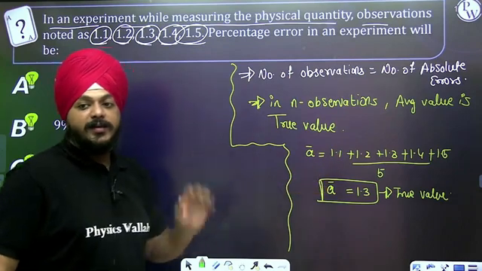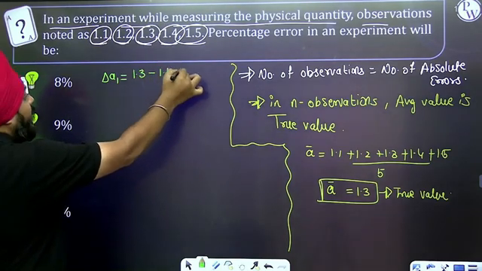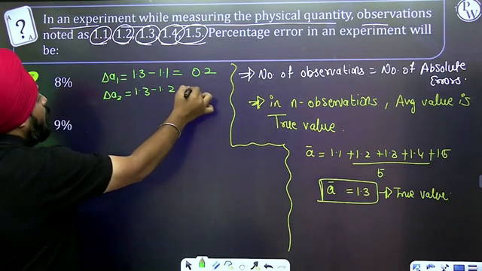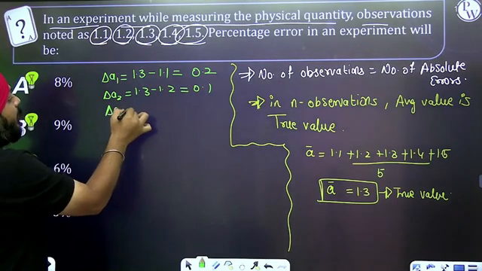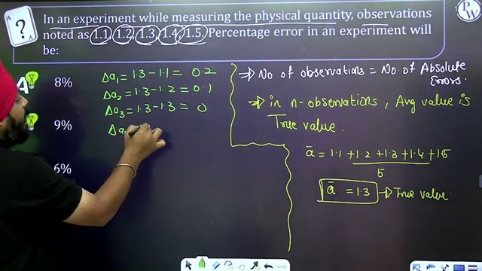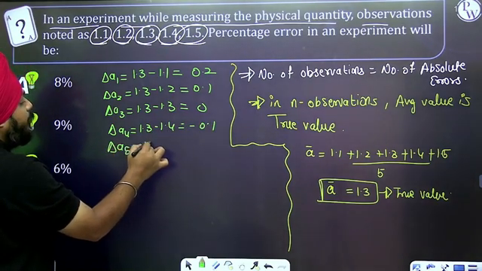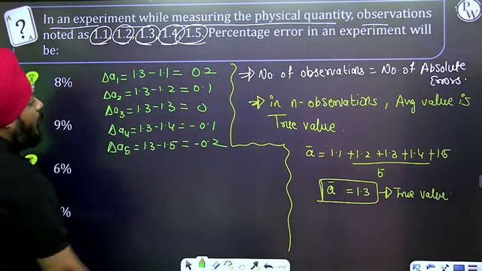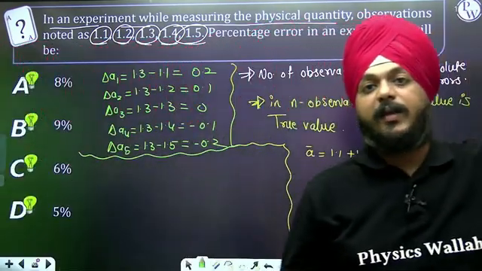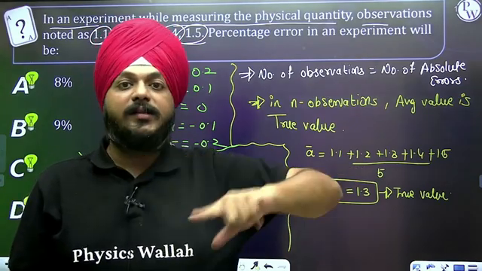Five observations, five errors. Delta A1 is the true value minus the measured value, that is 0.2. Second absolute error, 1.3 minus 1.2, is 0.1. Third absolute error, 1.3 minus 1.3, is 0. Then 1.3 minus 1.4 is negative 0.1. Delta A5 is 1.3 minus 1.5, negative 0.2. When individual errors are calculated, the absolute errors can be positive, negative, or zero. But when we evaluate the percentage errors, things are nullified and all errors are positive.